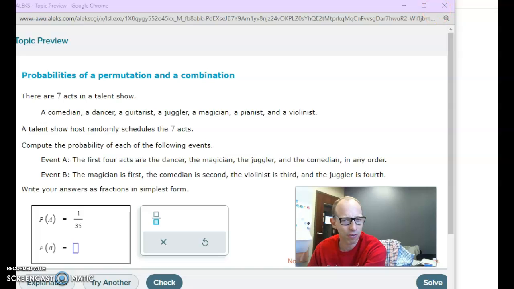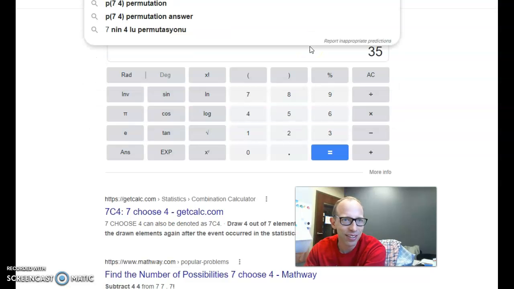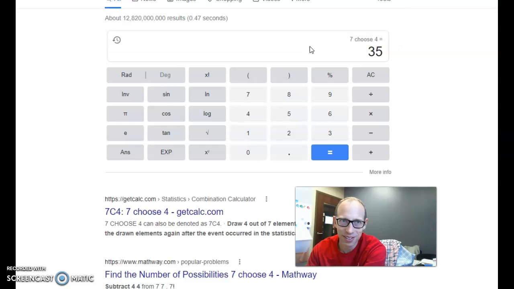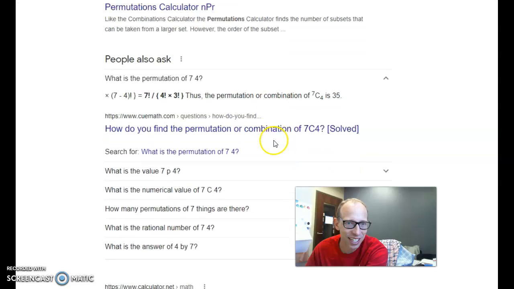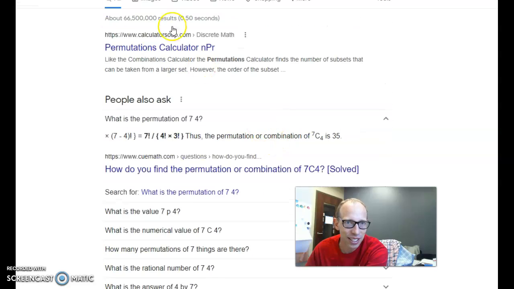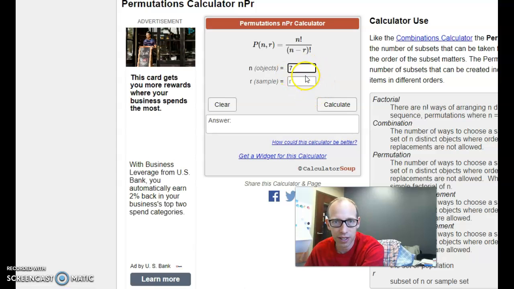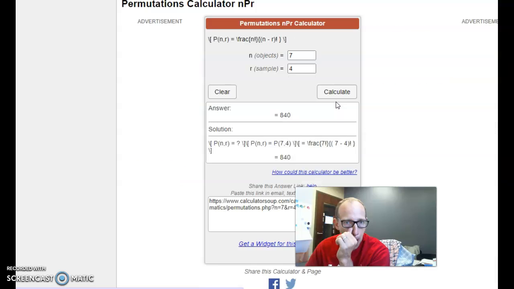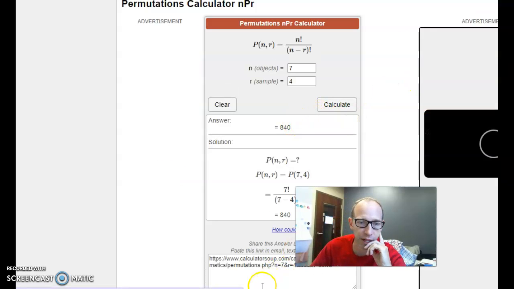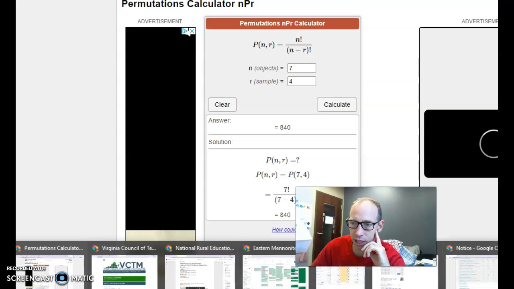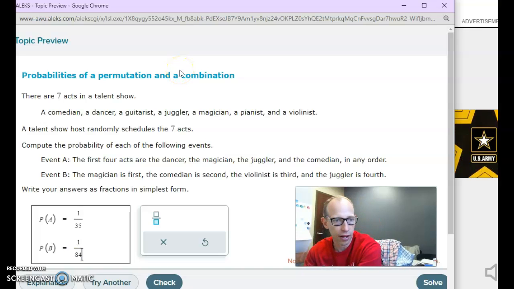Actually, I'm not quite sure how to type that into Google. Let's see. Let's try that. This is a combination. And we'll just grab a calculator here. So 7. And this gives us 840, which there should be many more, right? If we're going to put them in order, there should be a lot more ways to do it. So 1 out of 840.